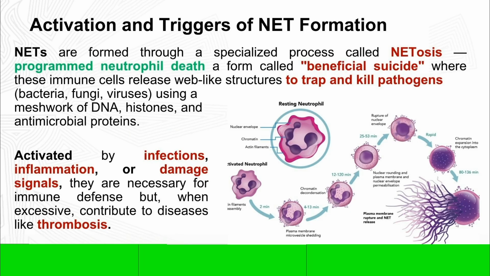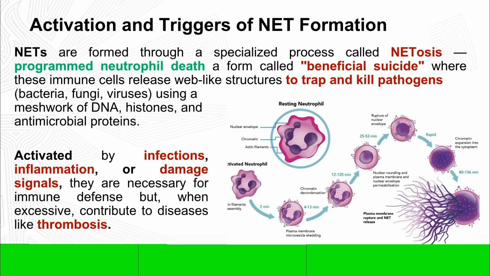NETs are formed through a process called NETosis, which is a programmed neutrophil death where they kill themselves, a form called beneficial suicide. This process is important for NETs to be able to release web-like structures to capture more pathogens that are not engulfed by the neutrophil itself, to ensure that nothing is left.